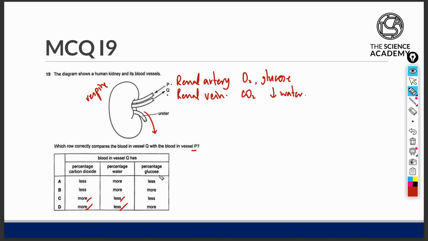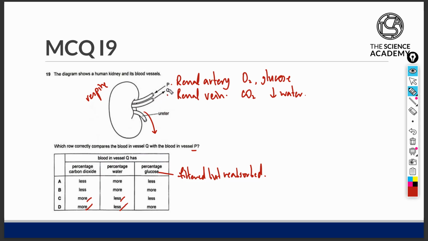The percentage glucose in P and Q will require us to determine what is the total amount of blood that is leaving Q compared to entering from P. We know that glucose is filtered but reabsorbed. This means that there should be no glucose that is exiting the kidney via the ureter. So the amount of glucose that enters via P is going to be equivalent to the amount of glucose that is coming out of Q.